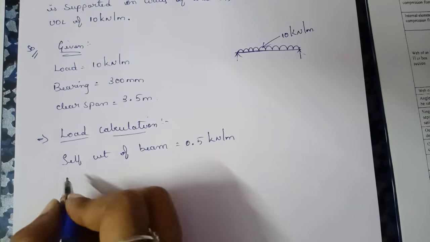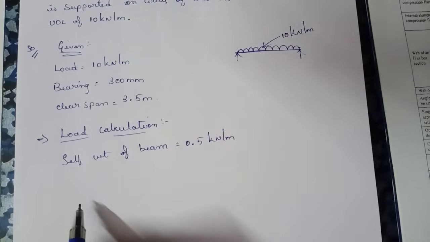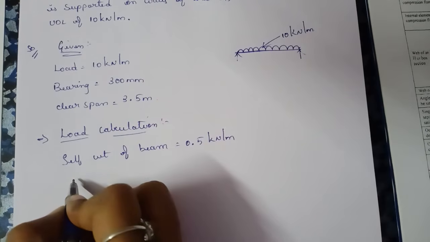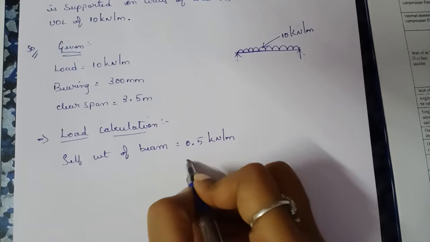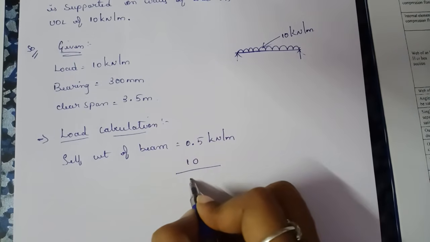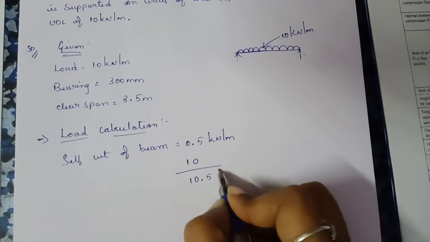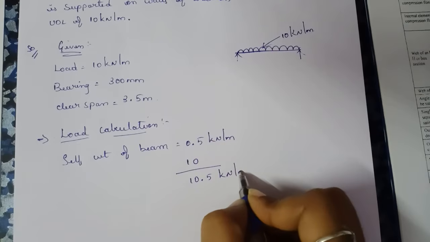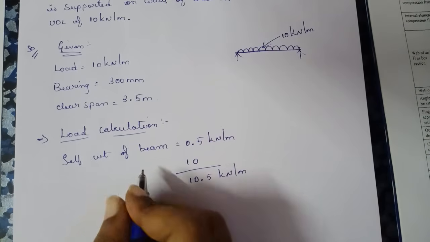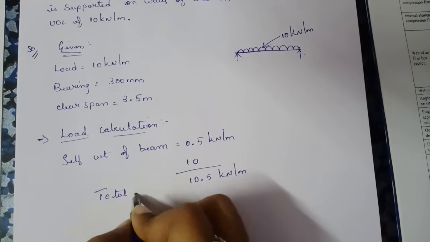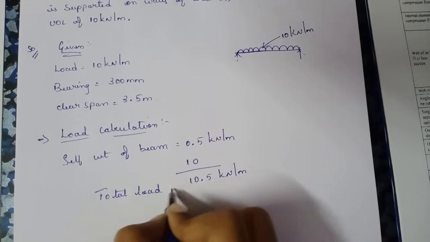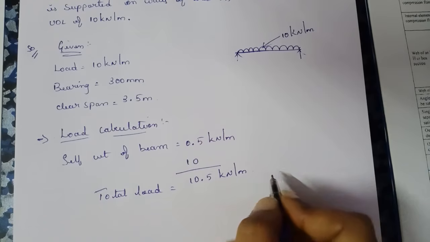Is it fine? So now what is the total load? The load is given as 10 kilonewton per meter. If you add both, you will get 10.5 kilonewton per meter. Is it clear? So this will be the total load. The total load is 10.5 kilonewton per meter.